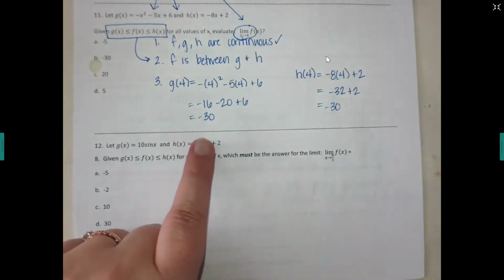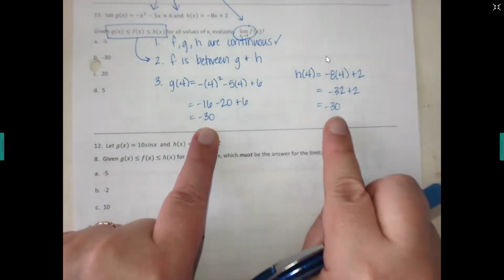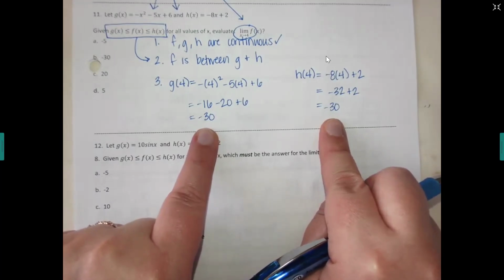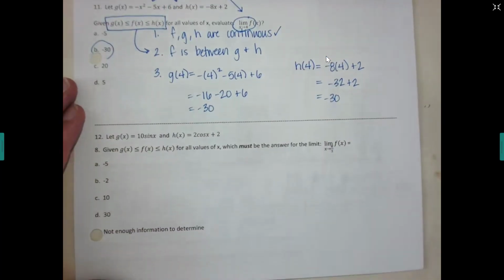So if G hits negative 30, and H hits negative 30, and F stays in the middle, then what does F have to also equal? Negative 30. Answer choice B. Okay?